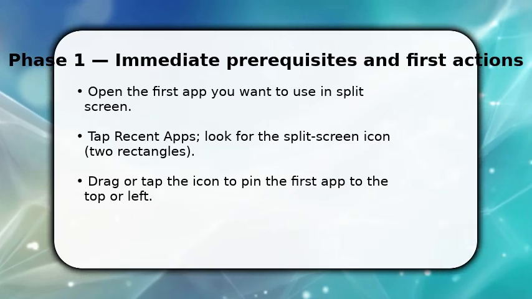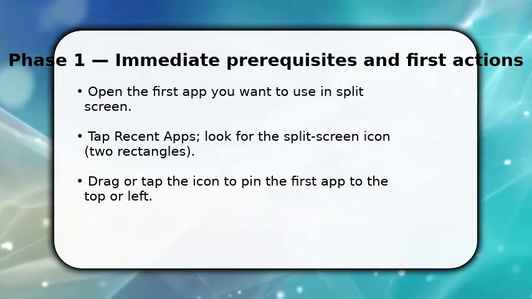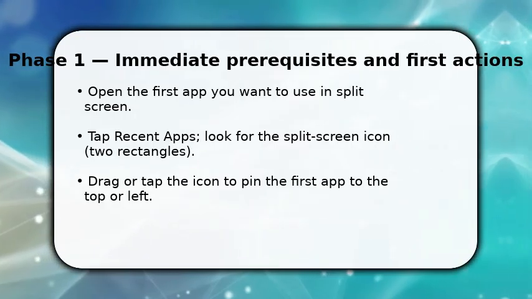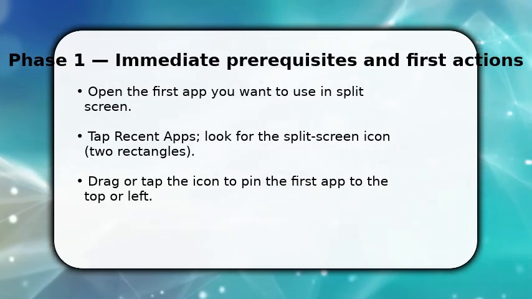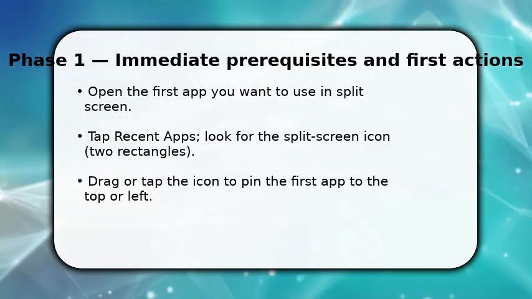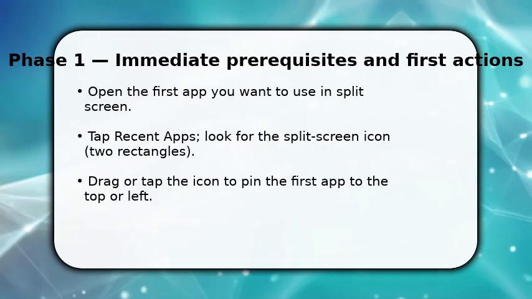Enjoy the video. You begin with the app you want on one side. Open it now. Once the app is active, swipe up or tap the Recent Apps button to reveal running apps. You will see a split screen icon, 2 rectangles on supported apps. Tap it or long press the app card and choose split screen.